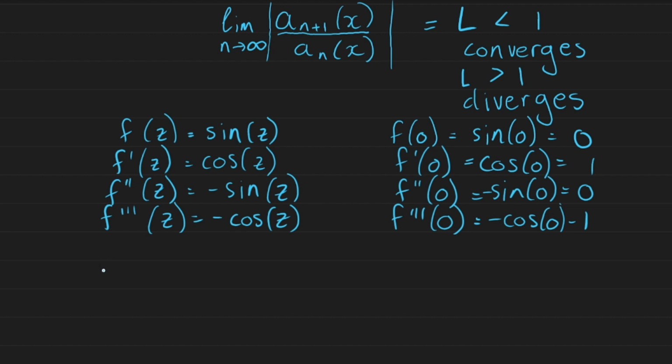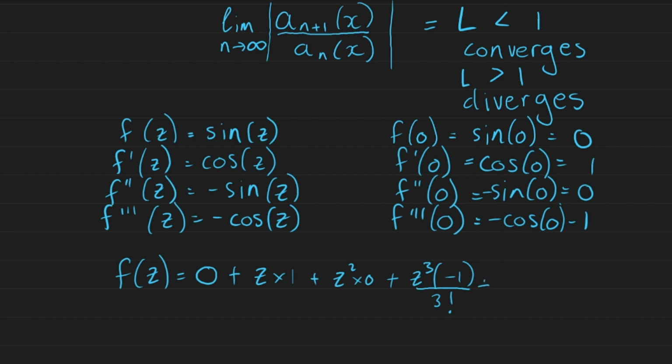So let's write our series expansion, Maclaurin series, for this particular example. So f of z is equal to the first term is f of 0. We can see that that's 0, so we write 0 here. Then the second term is z, and then we have to multiply that by the first derivative, which is 1. And then the third term is z squared. Then we have to multiply that by the second derivative, which is actually 0. Then the next term is z cubed times minus 1 divided by 3 factorial. And it goes on like that.